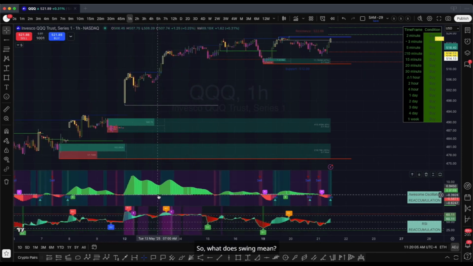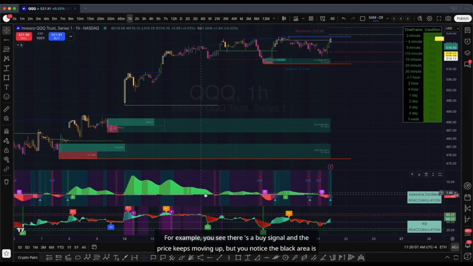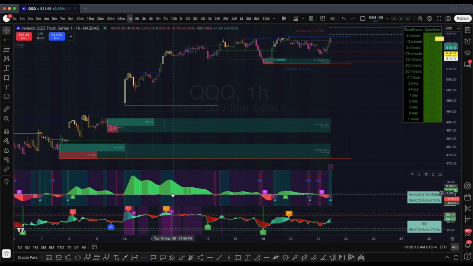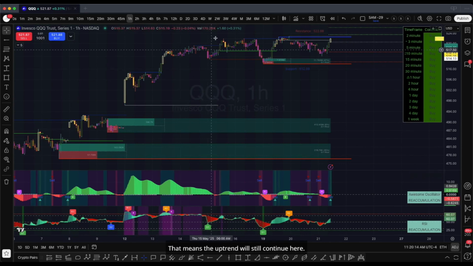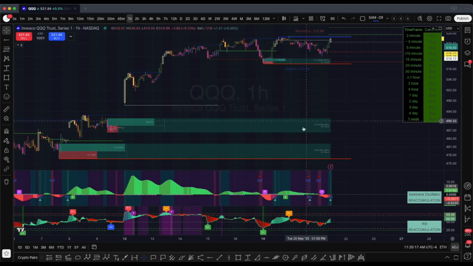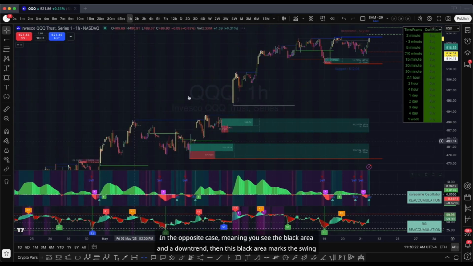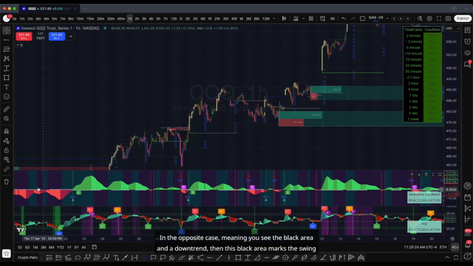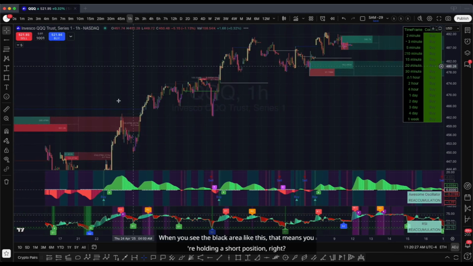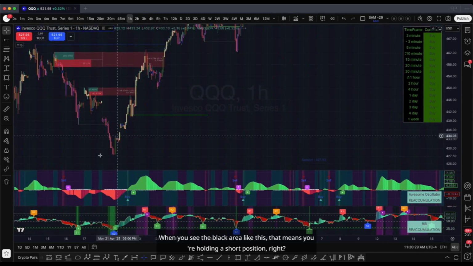So what does swing mean? For example, you see there's a buy signal and the price keeps moving up, but you notice the black area is down here. Okay, that means the uptrend will still continue here. In the opposite case, meaning you see the black area and the downtrend, then this black area marks the swing zones. When you see the black area like this, that means you're holding a short position, right?